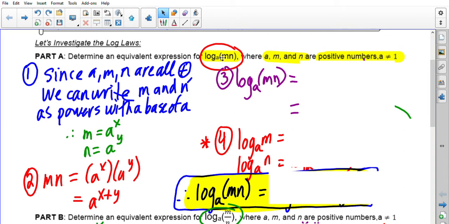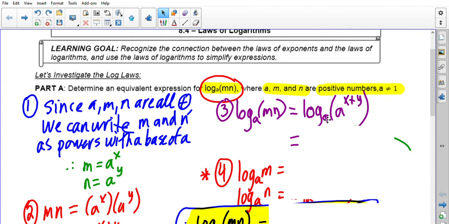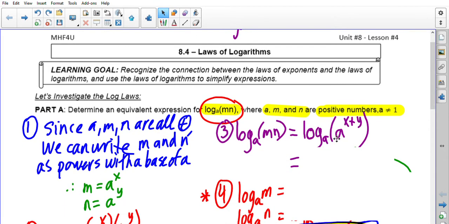All right, we've got log of mn. If we do log of mn to the base a, that means we're subbing in mn right here. So log of a to the x plus y to the base a. We have to remember the log property that we learned from 8.3, property number 2 from the other lesson. When they have the same base as the power, the answer is just the exponent. So these two are the same base, so the answer is just going to be the exponent x plus y.